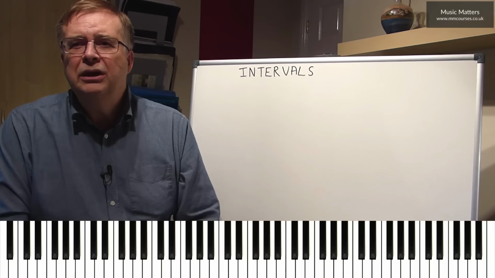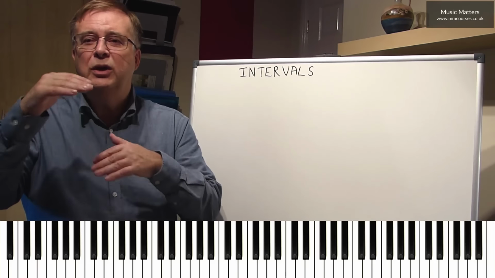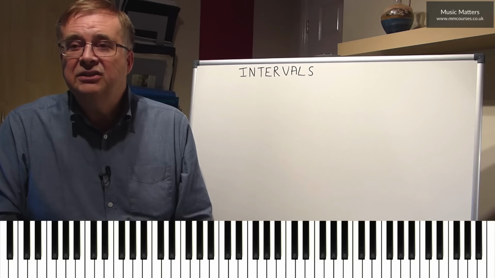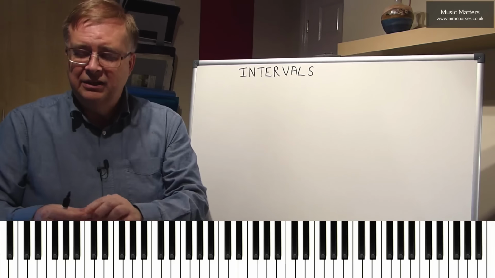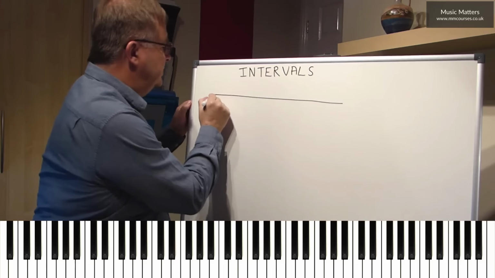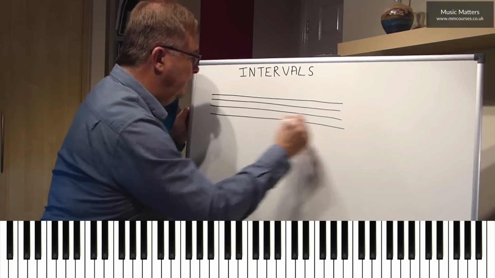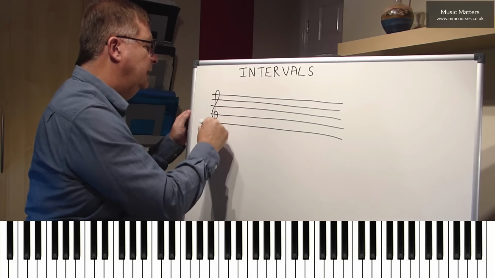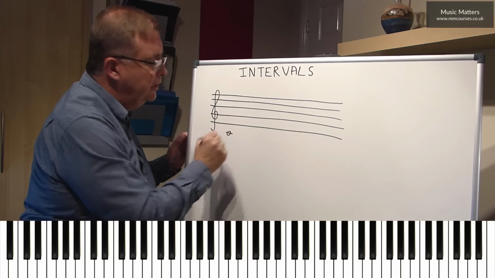So we're going to get into a little bit more detail now on how we read these intervals, the distance between one note and the next, and really begin to get to grips with what those intervals actually sound like. So we need to start with a little bit of theory so we can understand what's going on here. So let's just start with a stave. And for the time being, we'll work in the treble clef. And we might as well start with C as our lower note.